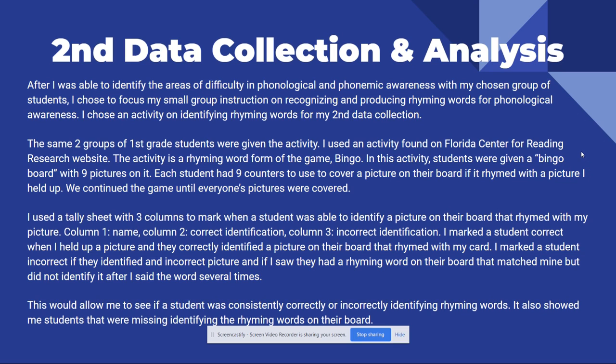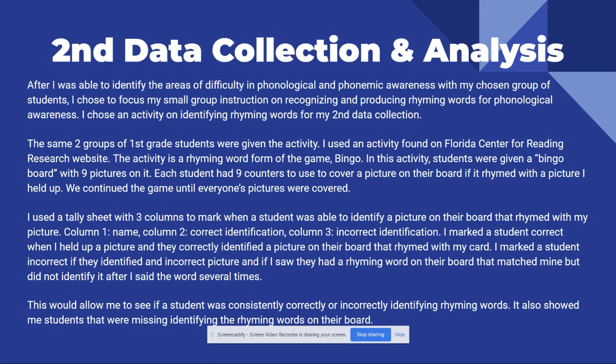So for my second data collection and analysis, after I was able to identify these areas of difficulty, I chose to focus my small group instruction on recognizing and producing rhyming words for phonological awareness. I chose an activity on identifying rhyming words for my second data collection. The same two groups of first grade students were given the activity. I used an activity that was found on the Florida Center for Reading Research website. It's a great website with lots of explicit small group reading instruction skills.